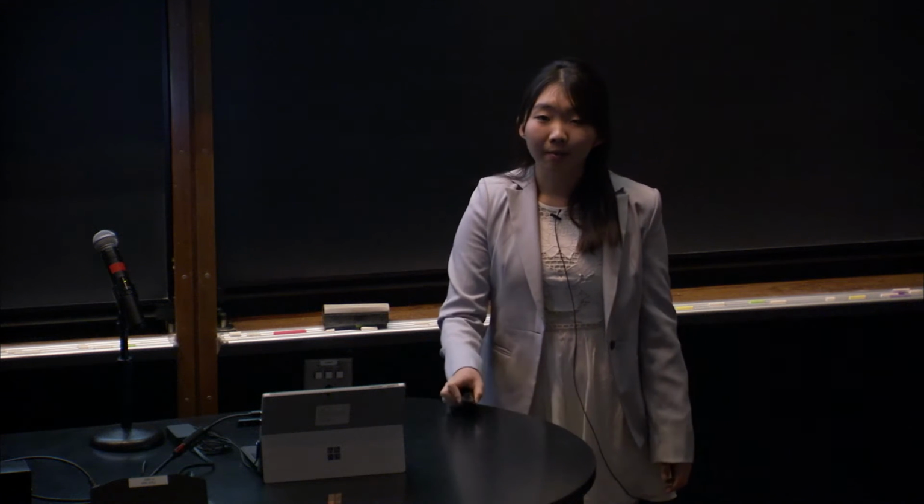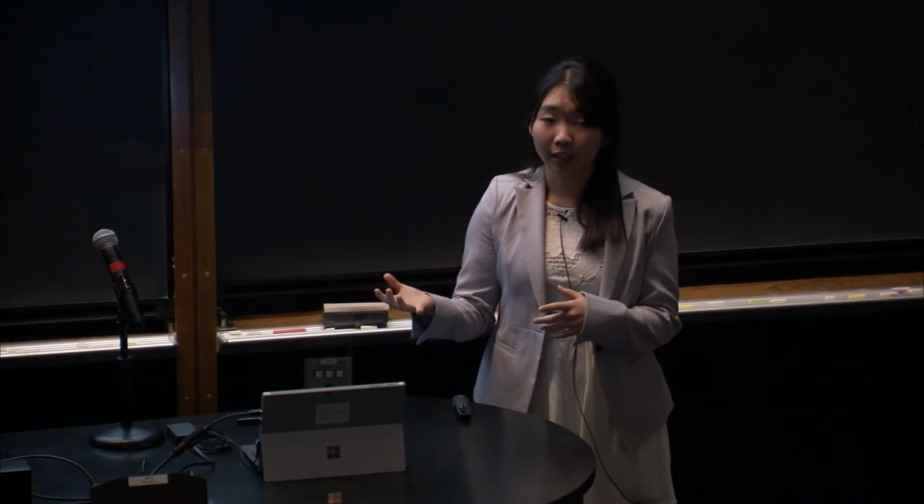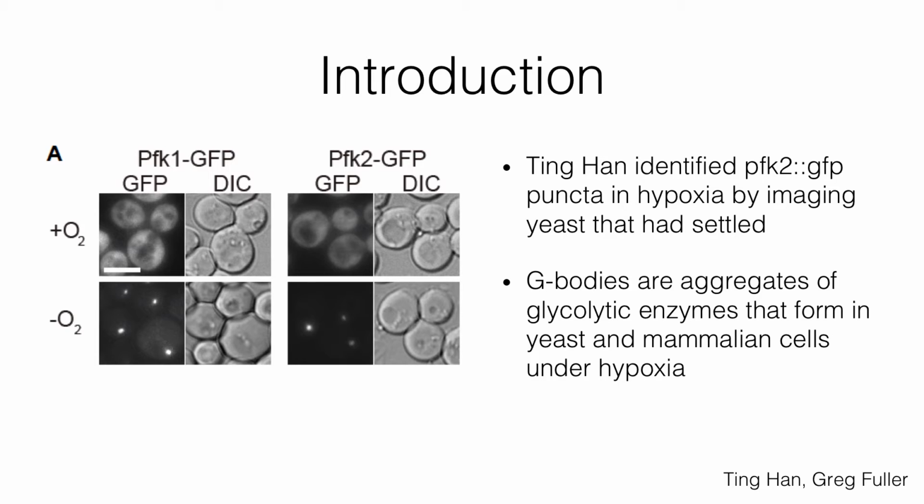So in the Kim lab, Ting Han was imaging yeast. He had tagged phosphofructokinase 2, which is an important glycolytic enzyme, with GFP so that he could see where it was in the cell. He imaged it, and what he saw were these bright puncta in every cell, 1 per cell. It turned out that by letting the culture settle for too long before he imaged, he had created this semi-hypoxic environment.